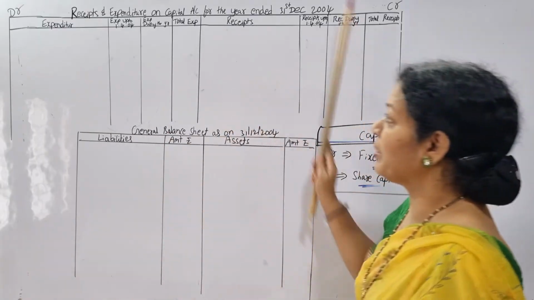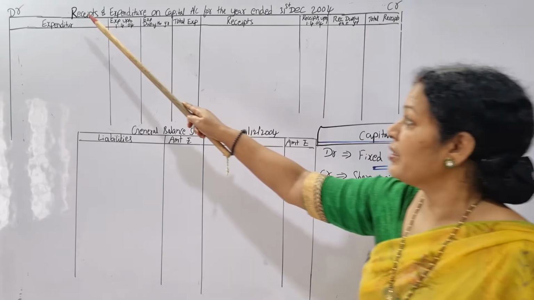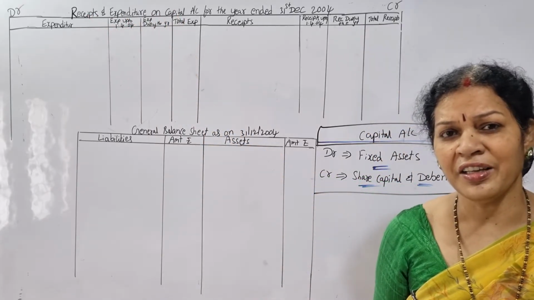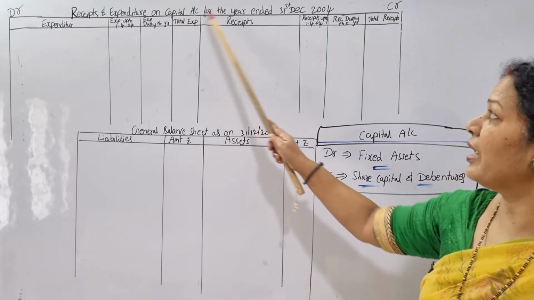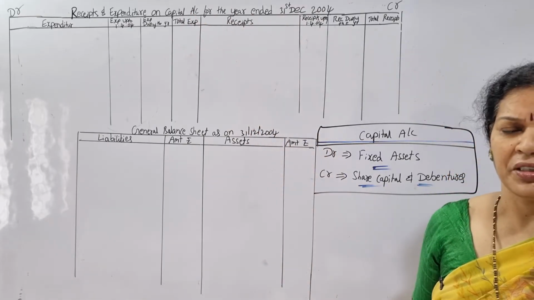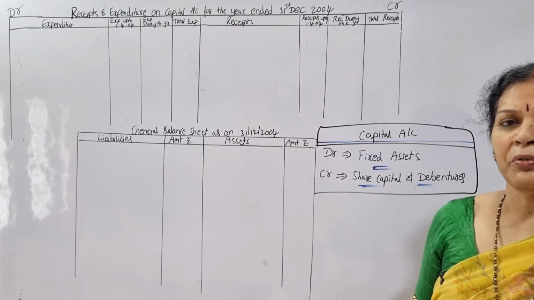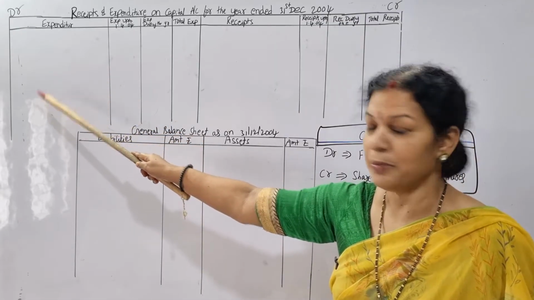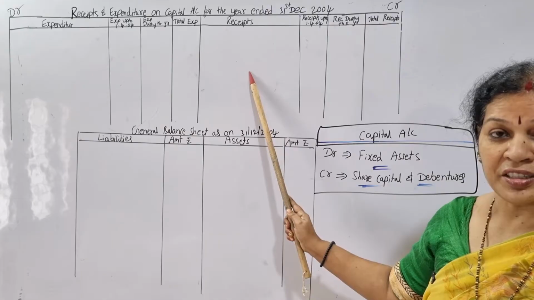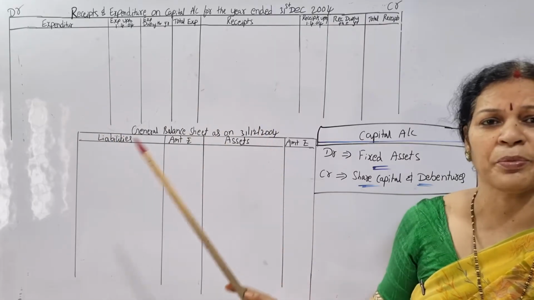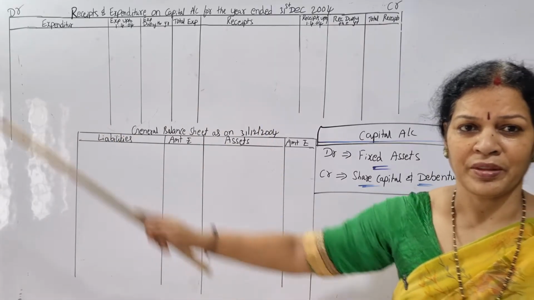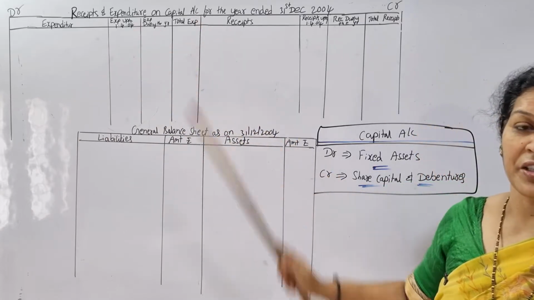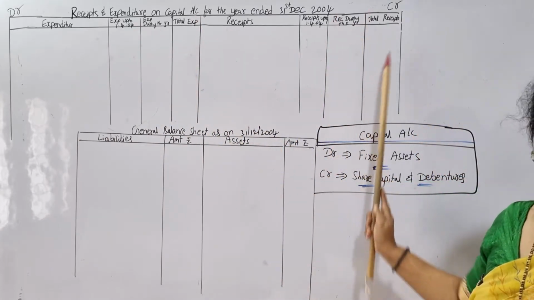Now you see, the format I have already prepared. Receipts and expenditure on capital account, as on so-and-so date, whatever date. Remember, whenever we are preparing the capital account, in particulars, expenditure is on the debit side, receipts on the credit side, just like the profit and loss account. Expenditure, receipts. But for amounts, we get 3 columns on the debit side and also 3 columns on the credit side.